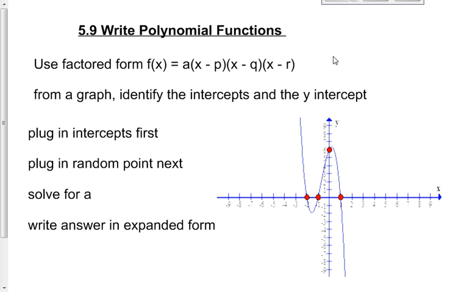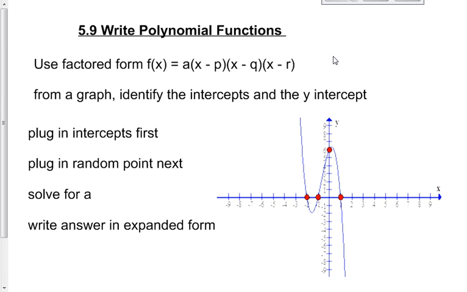Afternoon, everybody. Today we're looking at section 5.9, which is on writing polynomial functions if you are either looking at a graph or you are looking at actual ordered pair intercepts. I'm going to show you two methods on how to do these, and then we'll practice one of them that's actually in your book. First form we're going to look at is the factored form.